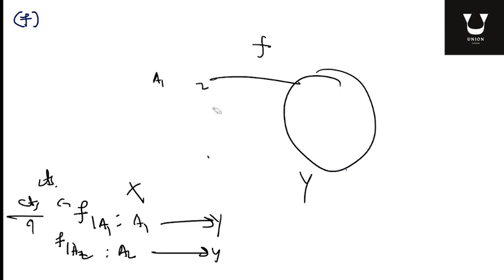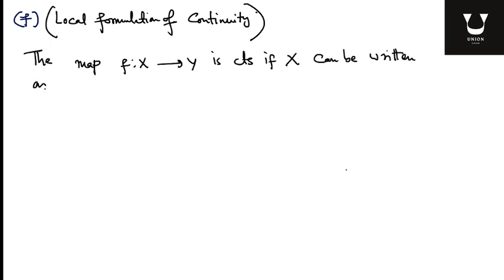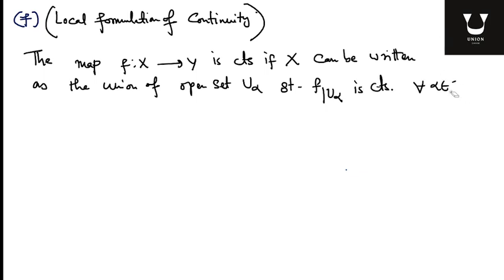So this is something called a local formulation of continuity, right? The local formulation of continuity. I think I'll discuss the proof in my next lecture, including the proof of the pasting lemma. So it says that the map f from X to Y is continuous if X can be written as the union of open sets U alpha such that f restricted to each U alpha is continuous.